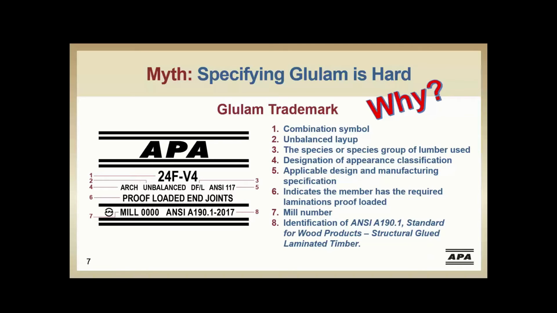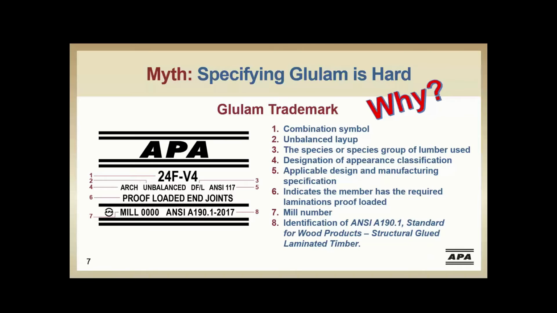It doesn't communicate a lot of information that you need to worry about. If it's a V4, the mechanical grading in the 4 is kind of the recipe to produce the product. The trademark will also tell us an appearance grade. It will tell us if the beam is balanced or unbalanced, the wood species, if the beam is cambered, if the mill has laminations proof loaded, and the mill number that identifies the manufacturing mill where it is made.